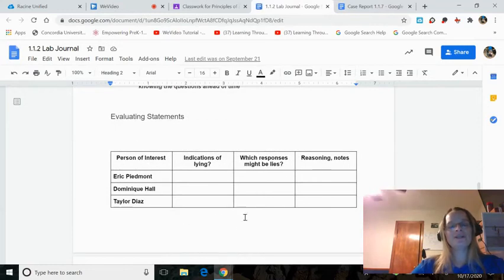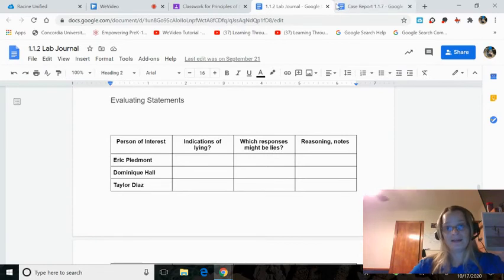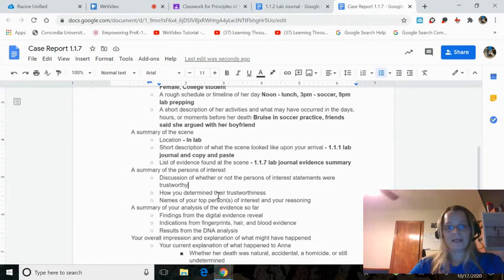And you have a chart here. It's different for every class. You have a chart here in 1.1.2 lab journal where we recorded whether these people looked like they were truthful or lying. So look at that for right here, a summary of the persons of interest. Tell me if they're trustworthy. If they seem suspicious to you, tell me why they are suspicious. How did you determine their trustworthiness was probably going to be the polygraph data.